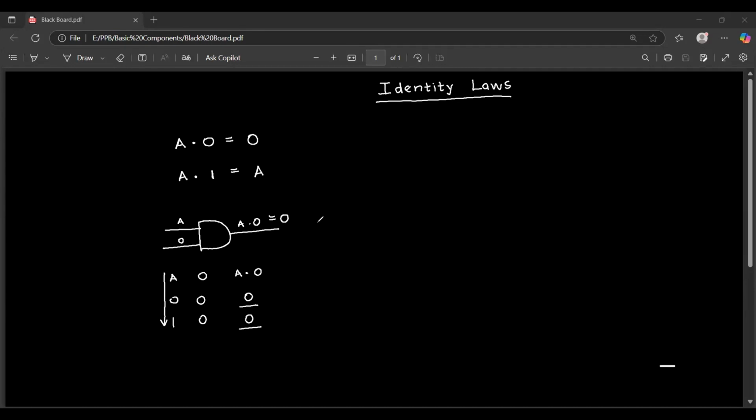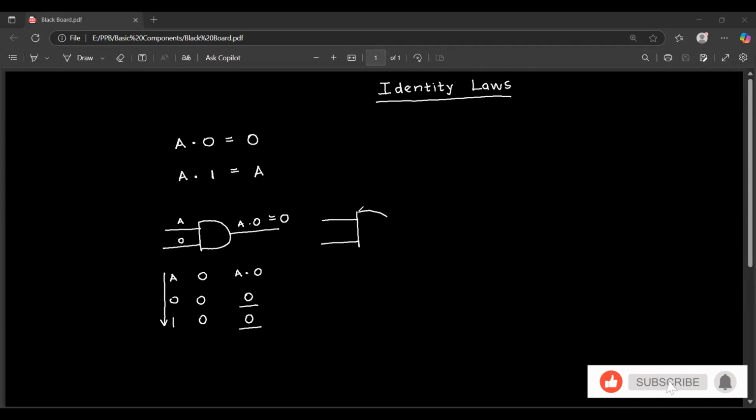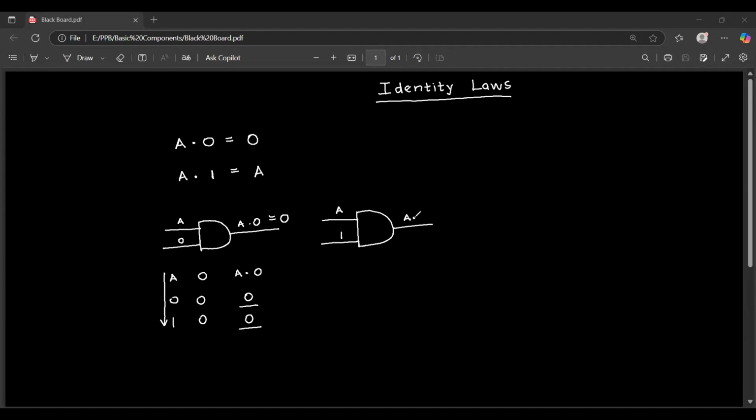Similarly, we can also do it for 1. Let's have an AND gate, and let's pass A and 1 through the AND gate. So you'll get A dot 1. Here we have A, here we have 1, and A dot 1 is here. A can be 0 or A can be 1, and 1 is always 1. So A dot 1 will be 0 dot 1. 0 dot 1 is equal to 0, and 1 dot 1 is equal to 1.